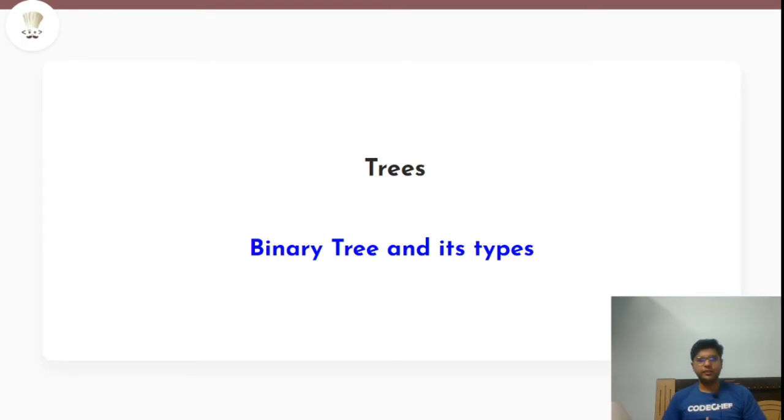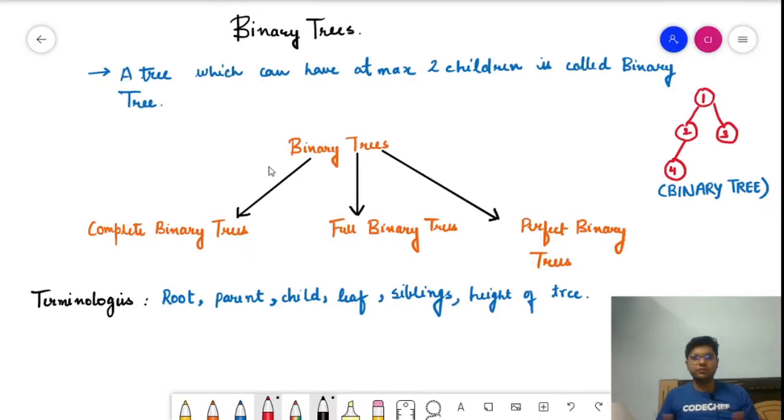I'm Chirayu Jain, a CodeChef educator, and in this video series we are going to understand trees. The topic for today's video is binary trees and their types. So let's get started. Okay guys, now let us start the discussion on binary trees.